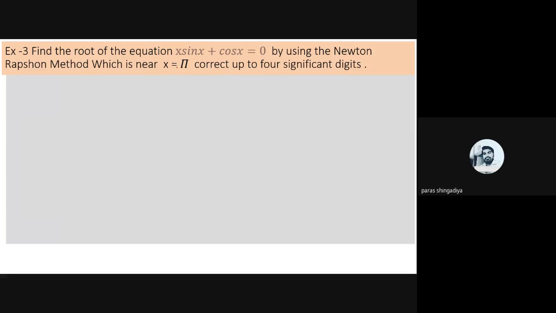The third example: find the root of the equation x sin x plus cos x equals 0 by using the Newton-Raphson method, the root which is near x equal to pi, correct up to 4 significant digits. That is the given condition here. We'll check our answer correct up to 4 decimal places, otherwise 4 significant digits. The meaning of both is the same.